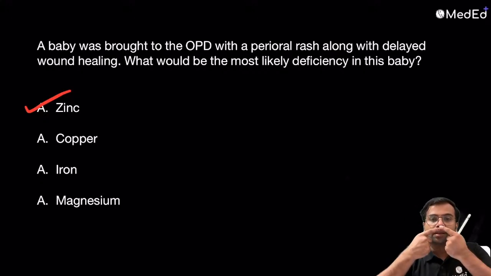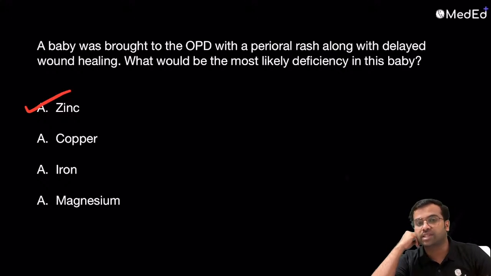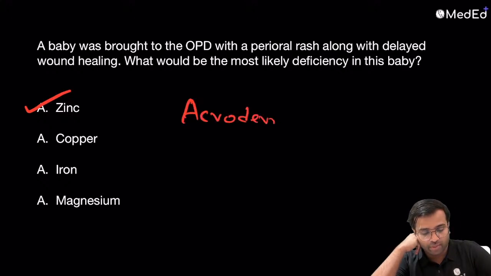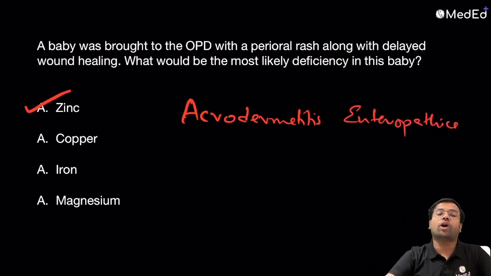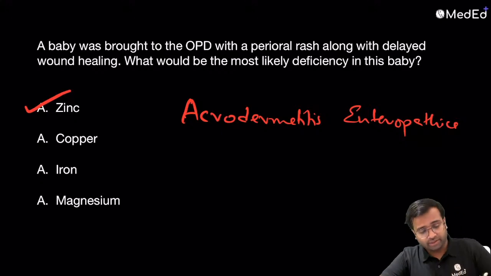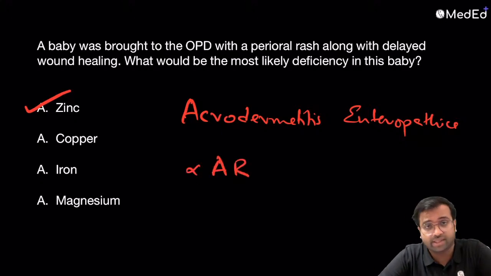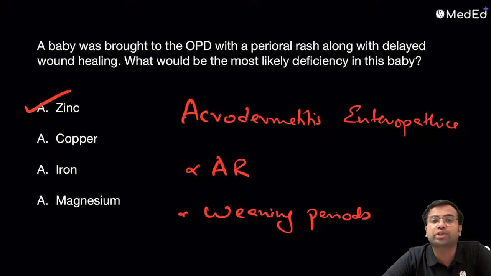Now what is happening here? There is a perioral rash. Okay, a periorificial or perioral rash can be seen in association with zinc deficiency. It's called acrodermatitis enteropathica. In acrodermatitis enteropathica, there is a deficiency of zinc. This is a condition which is autosomal recessive. And around what age does a patient present to you with acrodermatitis enteropathica? The patient may present to you during weaning periods. So when the mother shifts the baby from breast milk to cow's milk, that is a weaning period, then the zinc deficiency becomes much more obvious.